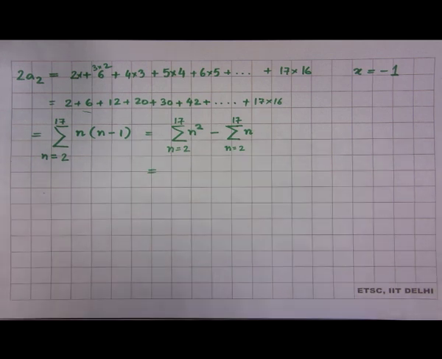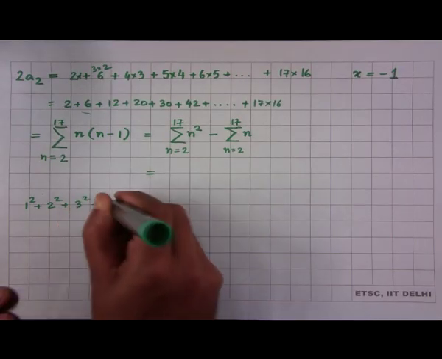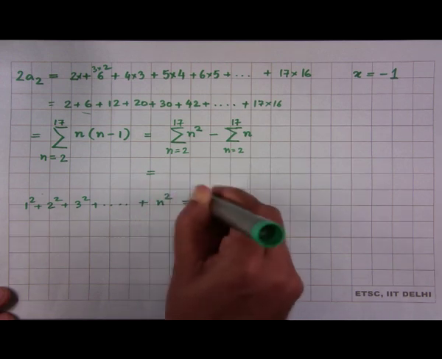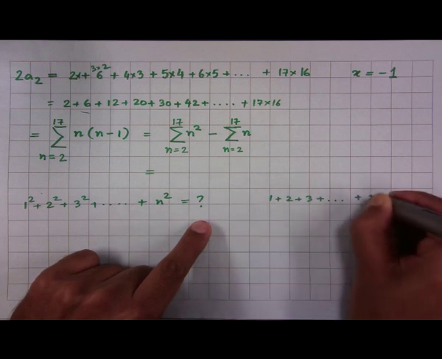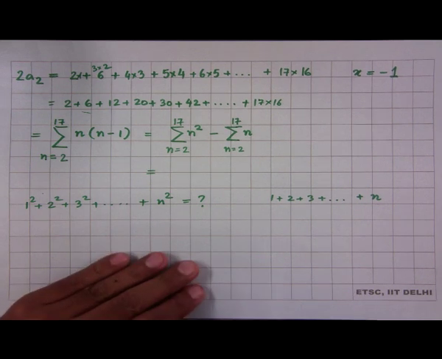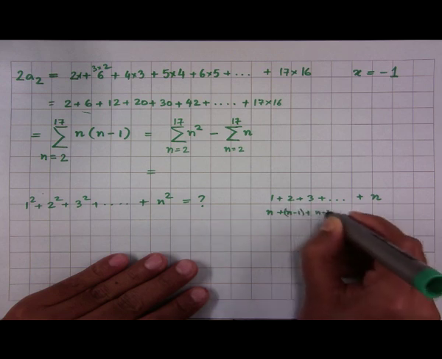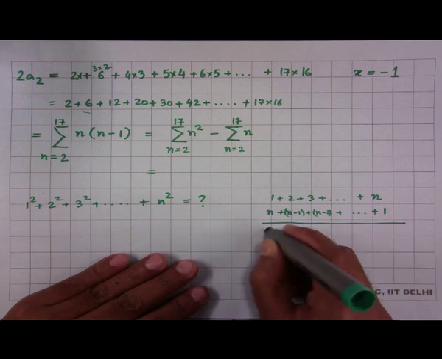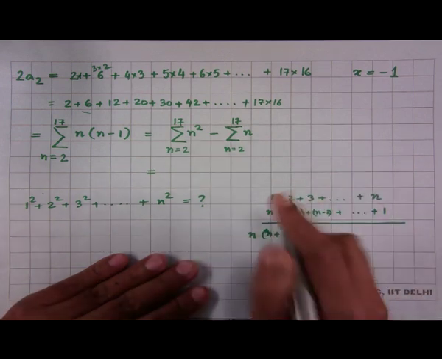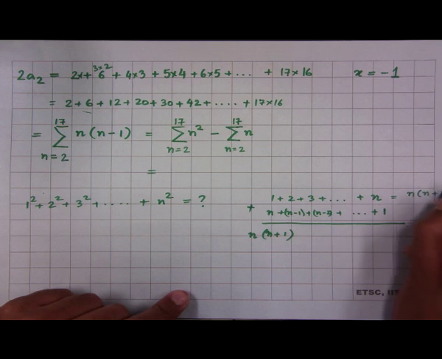And what is sigma of n squared? Do you know how to do sigma of n squared? 1 squared plus 2 squared plus 3 squared. How do you do it? Do you know what is sigma of n? How do you do it? Write it backwards. Add them up, that gives you the result as n into n plus 1 by 2.